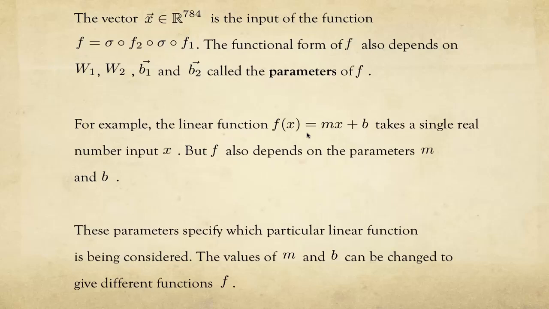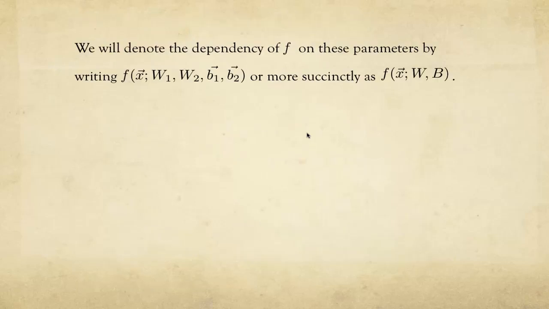So I'm hoping to find the best parameters that will recognize my images. We'll denote this dependency of f on these parameters by writing f of x, then a semicolon, and after the semicolon would be all the parameters that f depends on. Sometimes we'll combine the W's and the B's, and write W and B like this.